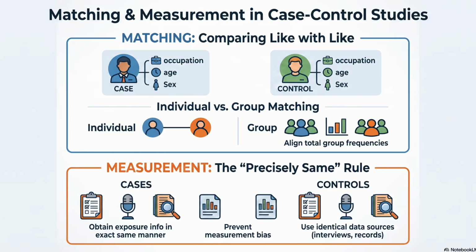Next comes measurement of exposure. This step is critical. Researchers must collect exposure information in exactly the same way for both cases and controls. Whether they use interviews, questionnaires, hospital records, or laboratory reports, the method should be identical. If researchers question cases more thoroughly than controls, the study may suffer from measurement bias, leading to incorrect conclusions. Consistency is the key.